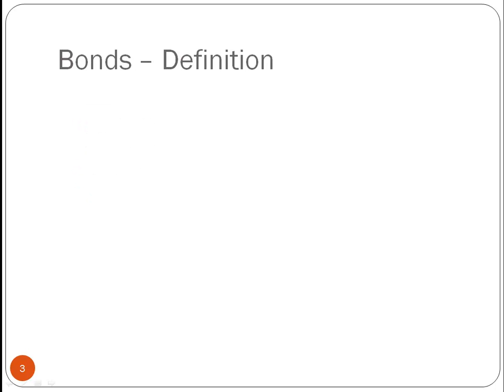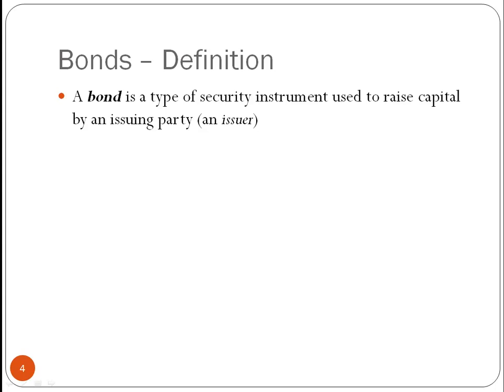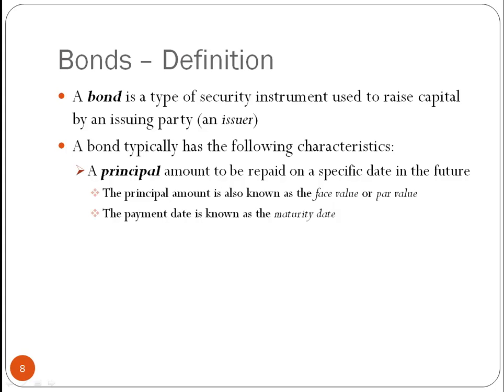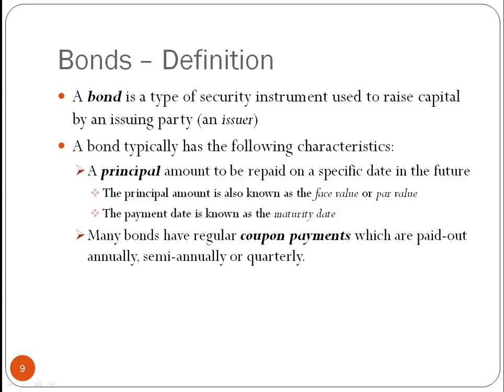All right, so what is a bond? Well, we can think of a bond as a type of financial security instrument that's used to raise capital by an issuing party or by an issuer. A bond typically has the following characteristics. It has a principal amount, which is to be repaid on a specified date in the future. The principal amount is also known as the face value or the par value. The payment date is known as the maturity date.